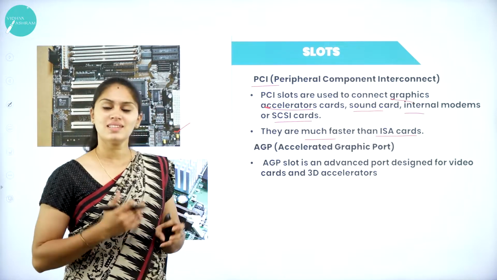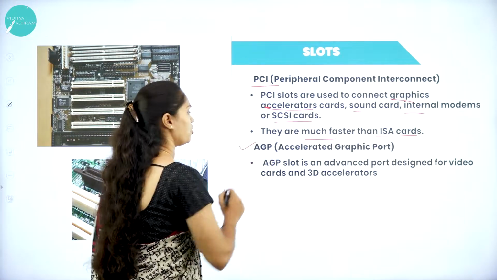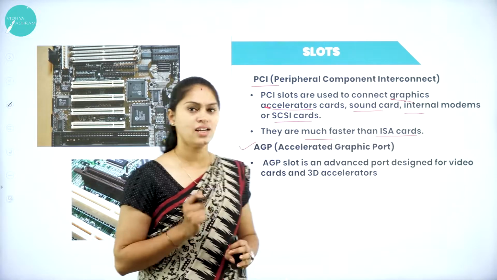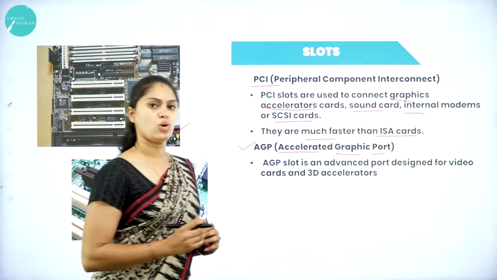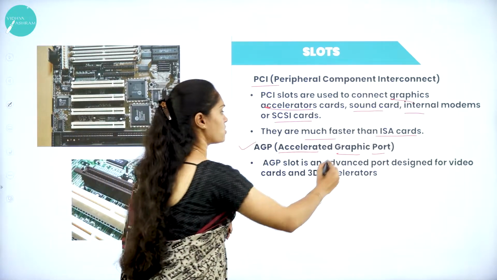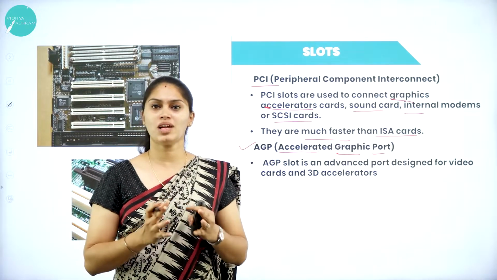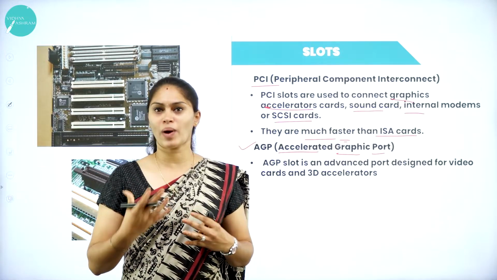And then, what is the next slot that I have here? That is AGP. What do you mean by this AGP? That is accelerated graphic port. Keep it in mind, that is accelerated graphic port. So why do we require this kind of slots? As the name indicates, it is a graphic card. So why do we require these graphic cards? Mainly to improve the video quality.